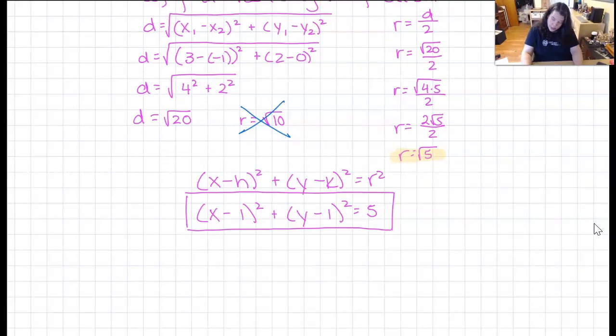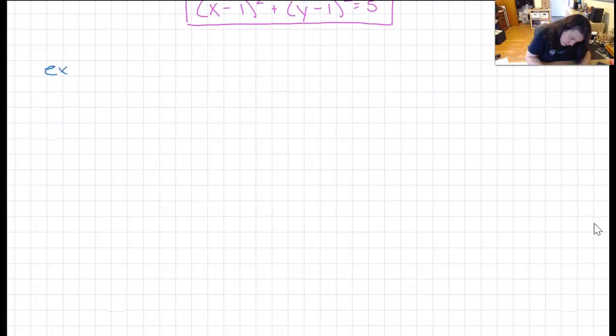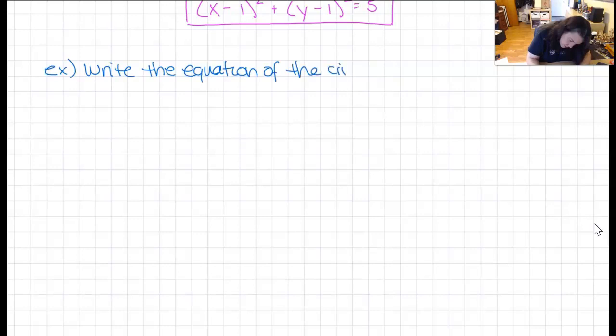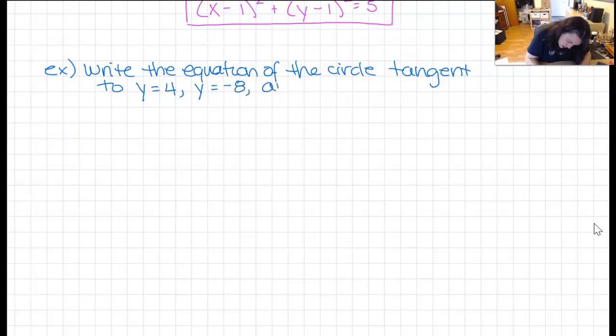So there's one problem. Now let's just try one more, and then that'll be the end of this video. Okay. What if we want to write the equation of the circle tangent to y equals 4, y equals negative 8, and x equals 1, with a center in quadrant 4.